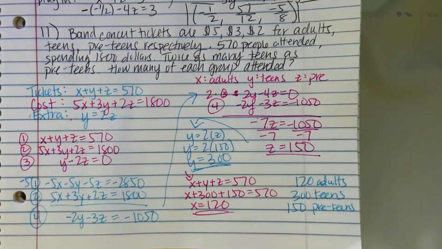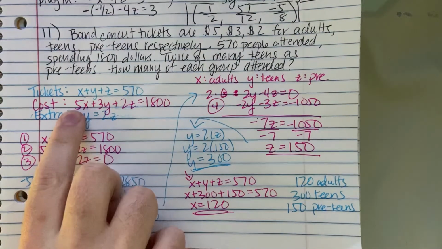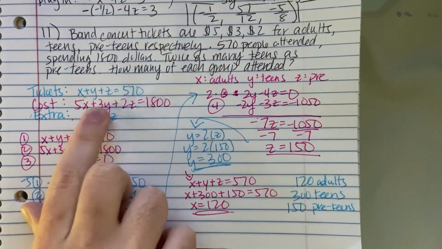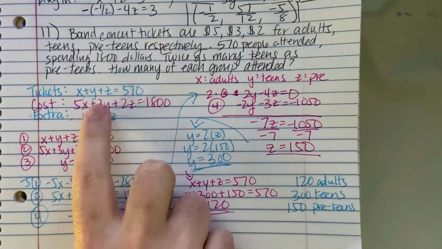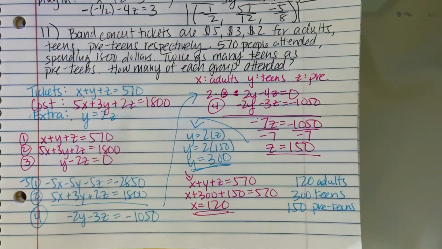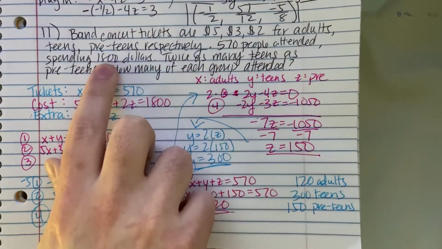Now the cost is different for the different groups. The adults pay $5, the teens pay $3, and the preteens pay $2. Means 5 times the number of adults, plus 3 times the number of teens, plus 2 times the number of preteens, so 5x plus 3y plus 2z equals the amount of money spent on tickets, which we know to be $1,800.